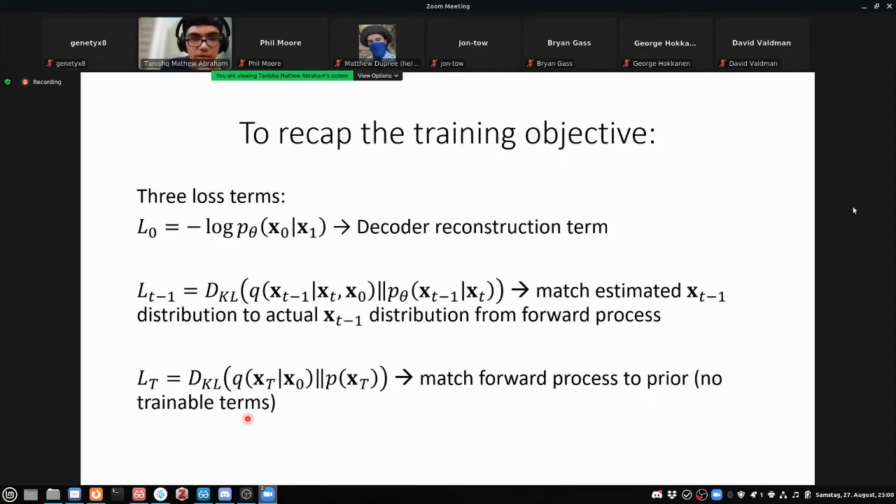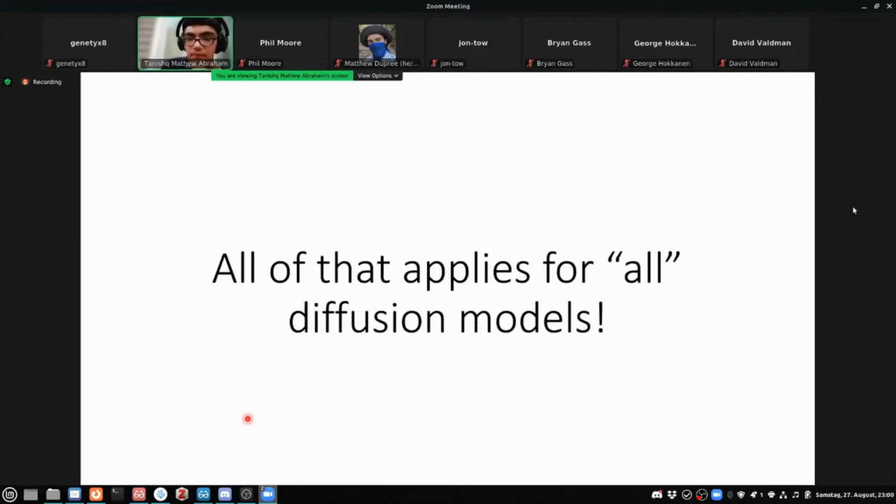Moving on, I wanted to note that all of that applies to all diffusion models, since a lot of the formulations of diffusion models have a similar general structure. It's important that all of that makes sense. What we talk about next is what is specific to the DDPM, because DDPM makes some assumptions that simplify the math even further, and that's what we're going to talk about next. So this is another good time to stop for questions.